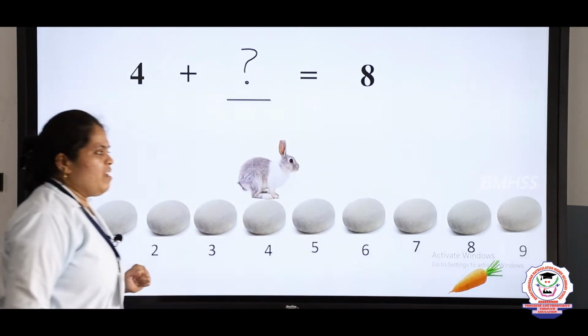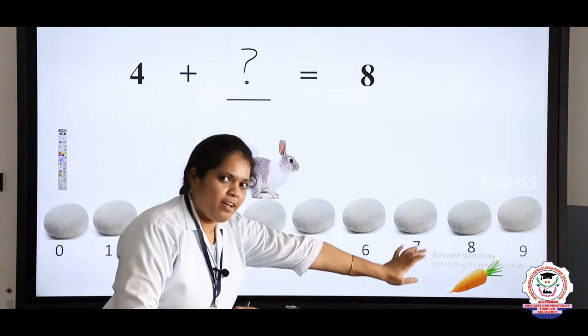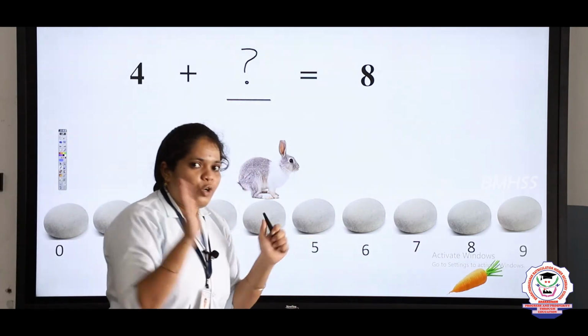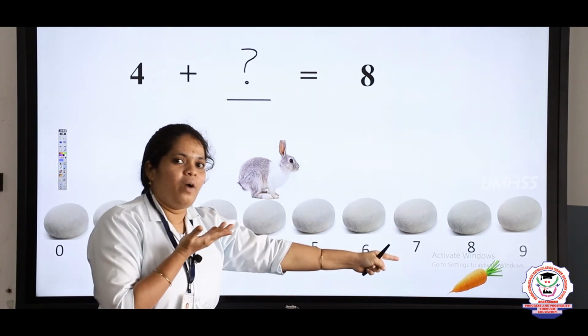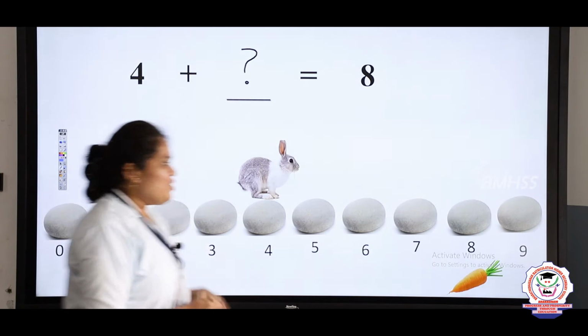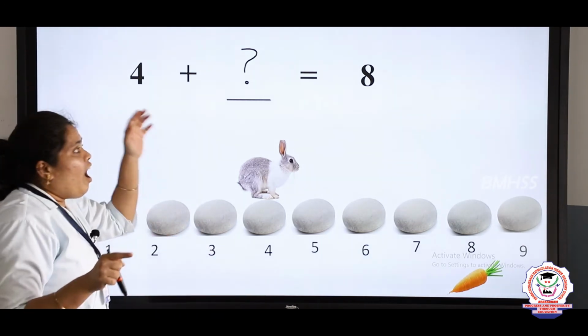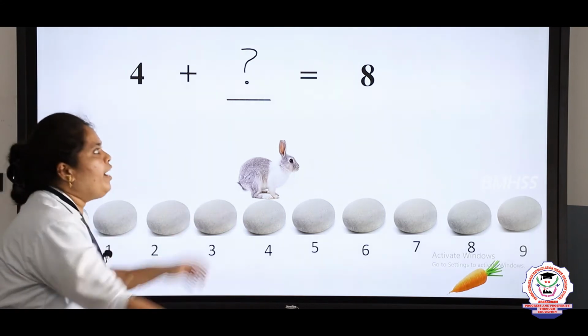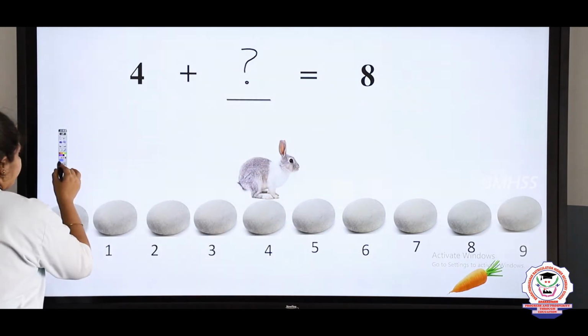Now tell me, what does this rabbit want? Carrot. So it is going to start jumping to get that, what one? Yes, carrot. So now calculate the jumps, because only then will we know how many jumps we require to reach number 8. Okay. Start counting.